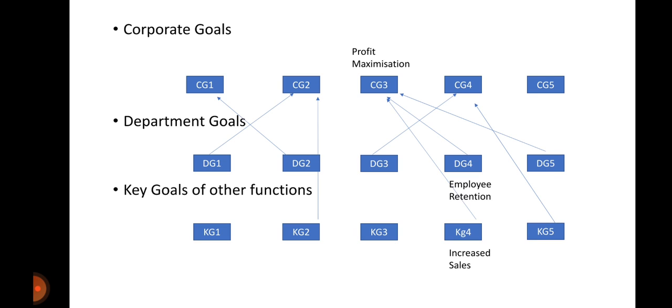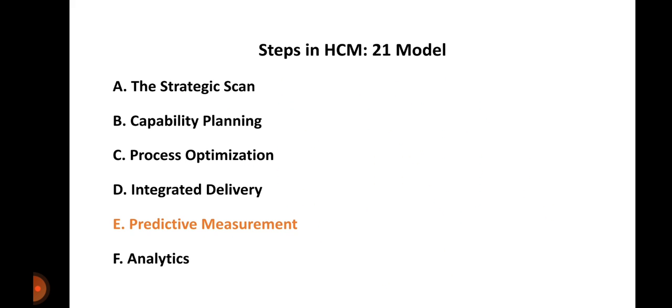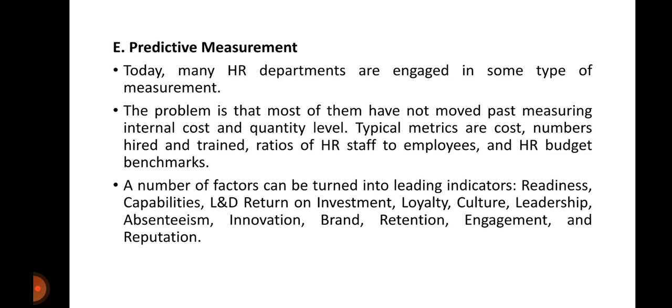And if you take key goals of another function, if you consider the marketing department, increased sales. Increased sales means increased profit. So this is how each department's goals are indirectly contributing to the corporate goals. So your goals or the outputs or outcomes of each department are integrated and aligned so as to achieve corporate goals.